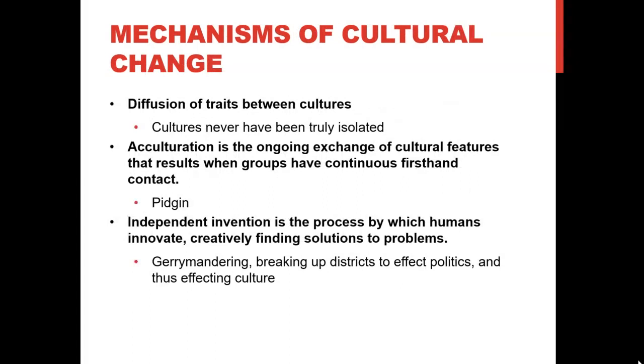All right, now, mechanisms of cultural change. So how does culture change? There are 4 points here. Diffusion of traits between cultures, right? Cultures have never really been truly isolated. They've always exchanged. When I say exchanged, I don't mean from one territory to another. I mean between households, on TV, on Instagram, or whatever. It's not geographical, right? When you are with another family, you're exchanging culture involuntarily.